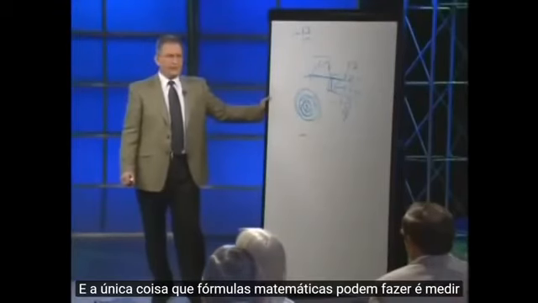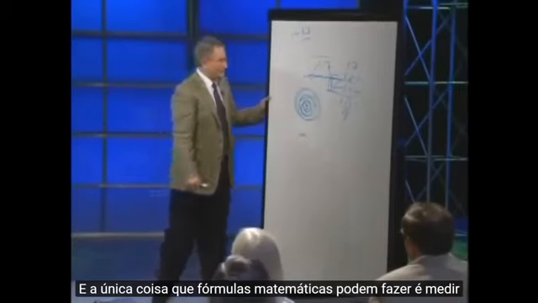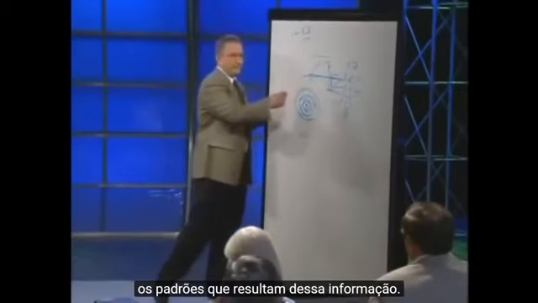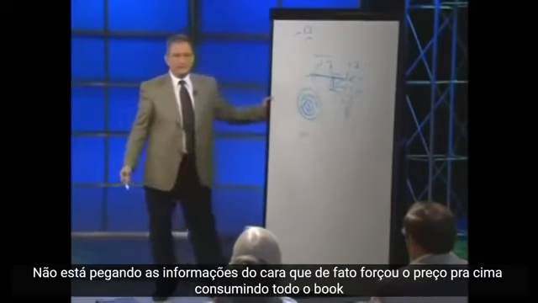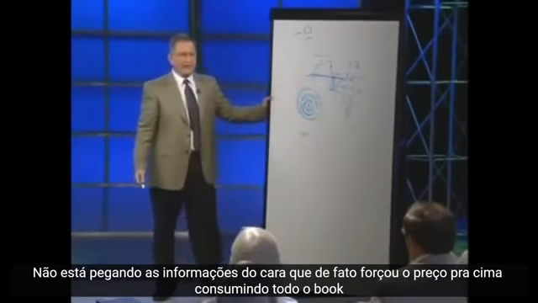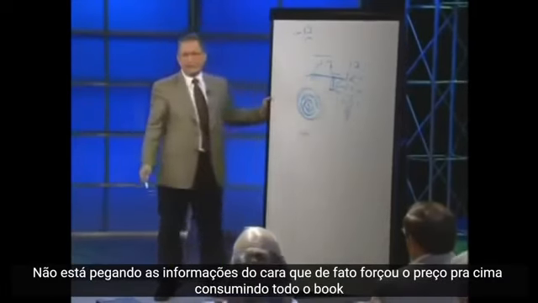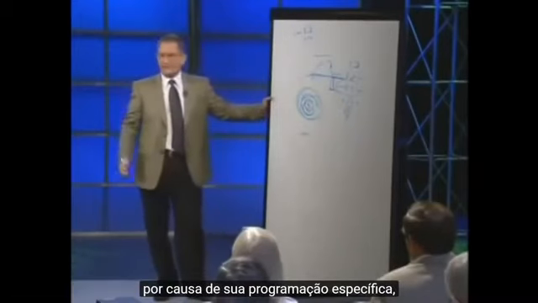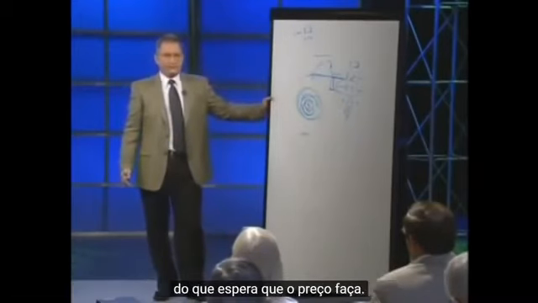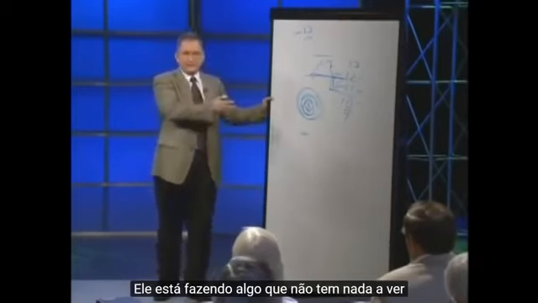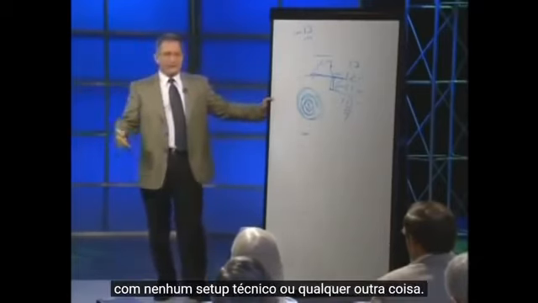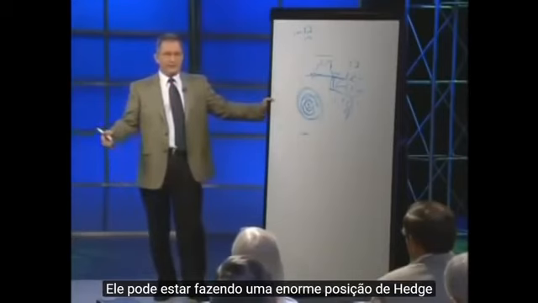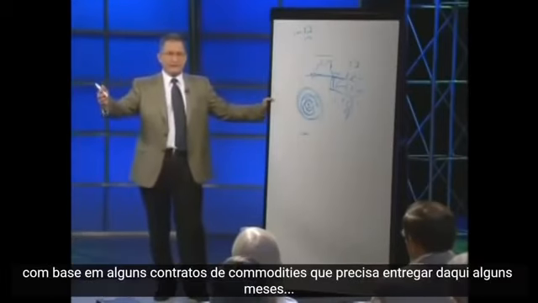And the only thing that mathematical formulas can do is actually measure the patterns that result from that information. It isn't getting the information of the guy who actually bid the market up by taking out all the offers, because he's got some specific agenda about where he wants to see the prices go, because he's doing something that has nothing to do with any of this, meaning your technical methodology or anybody else's. He might be putting on a huge hedge position based on some contract that he has to deliver something 3 months from now.